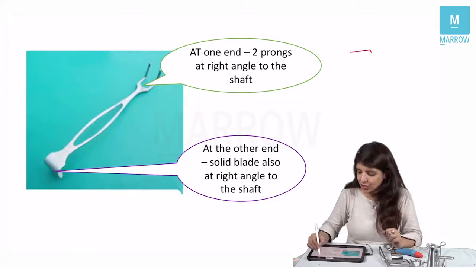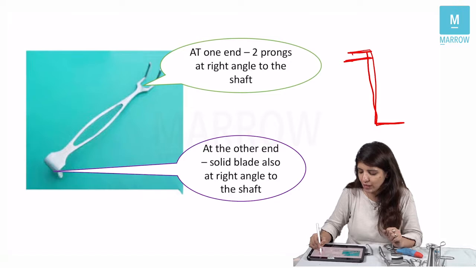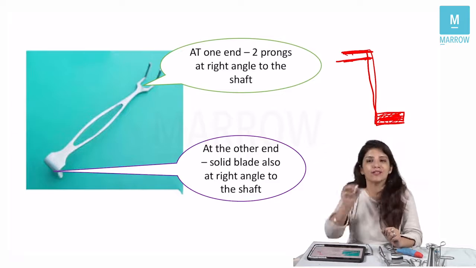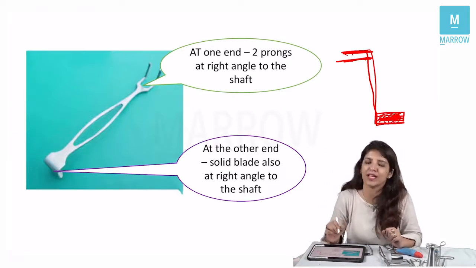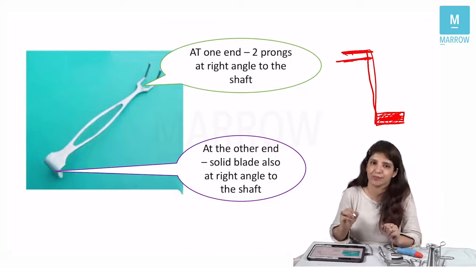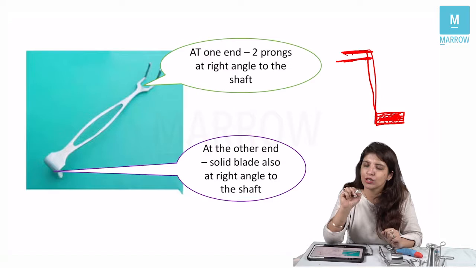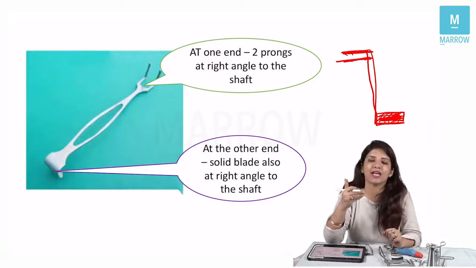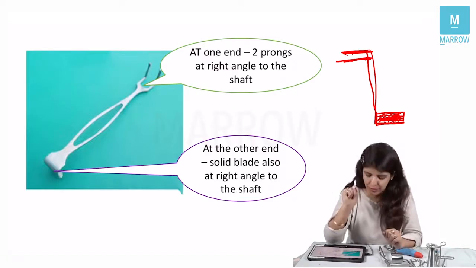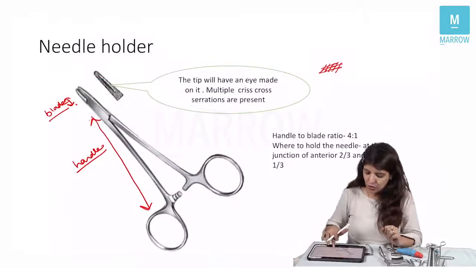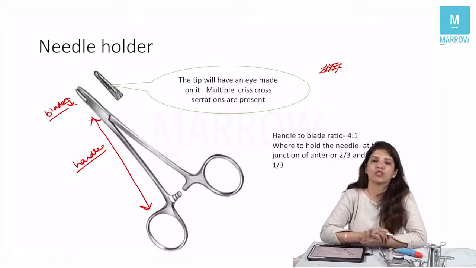A Zerny's retractor is a Z-shaped instrument. It's Z-shaped. On one side, you will have two prongs and on the other side, you will have a solid blade. Right? So it's a Z-shaped instrument and this is Z for Zerny, right? So this is a Zerny's retractor which is used to retract the skin or the tissues, right? So these are the retractors which I wanted to tell you.